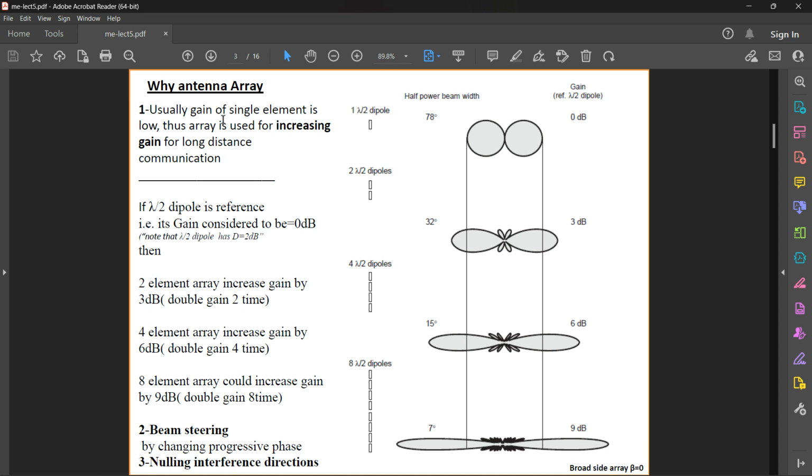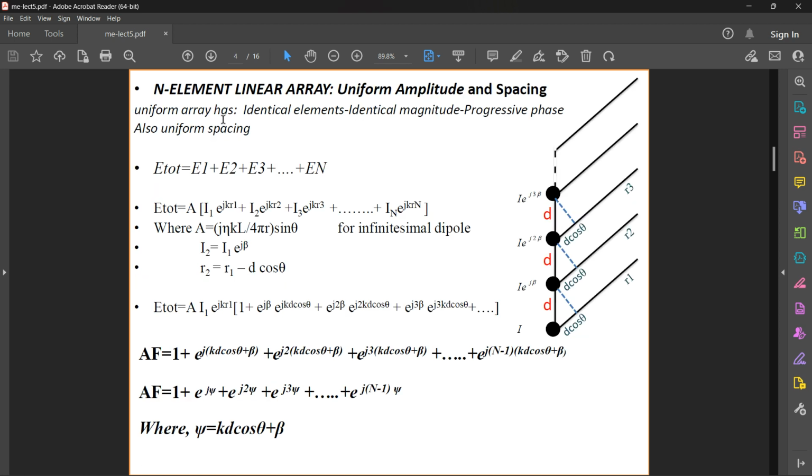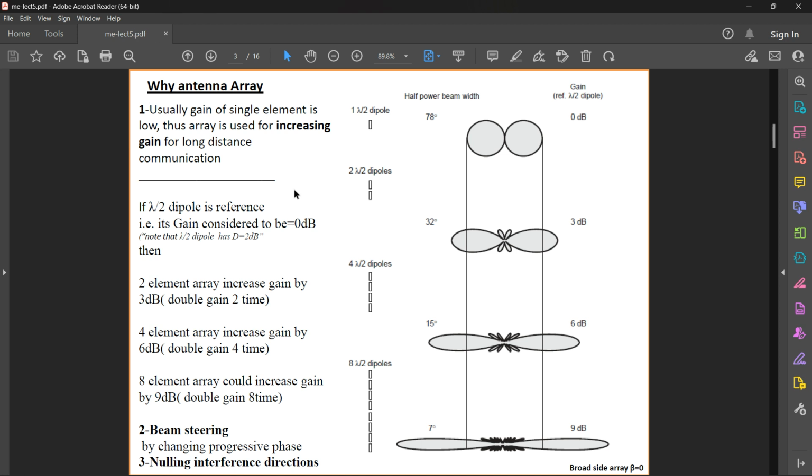So a progressive increase will be there whenever we use an array of antennas, and it can also be used in beam steering by changing the progressive phase. And we will also be nulling interference directions. So this has been given in pictorial format.